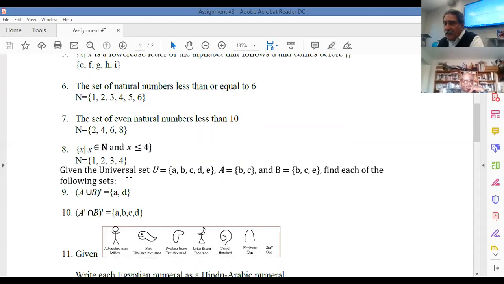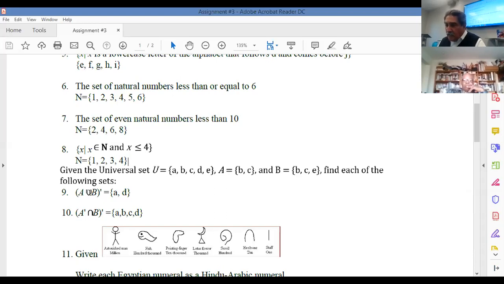Okay, now, these 2 questions, lots of you guys had problems. It says, first of all, given this universal set U, A, B, C, D, E, and set A has 2 members, B and C, and B has B, C, E, find each of the following sets.